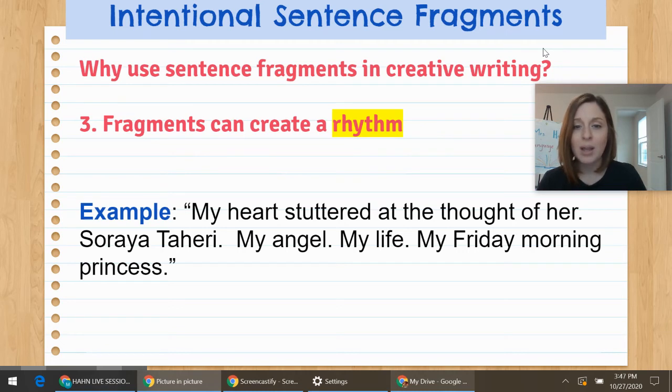Soroya Tahiri, my angel, my life, my Friday morning princess. So again, Soroya Tahiri, fragment, my angel, my life, my Friday morning princess. In my head, I almost hear like a heartbeat. Ba-bum, ba-bum, ba-bum. Soroya Tahiri, my angel, my life, my princess. Right? To me, that just creates a bit of a rhythm in the way I read the sentence.